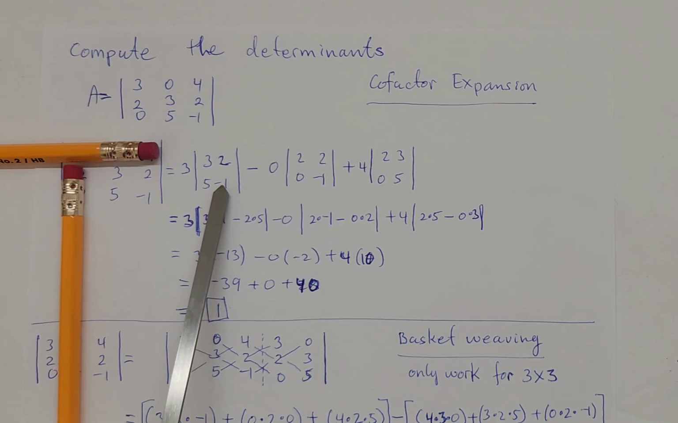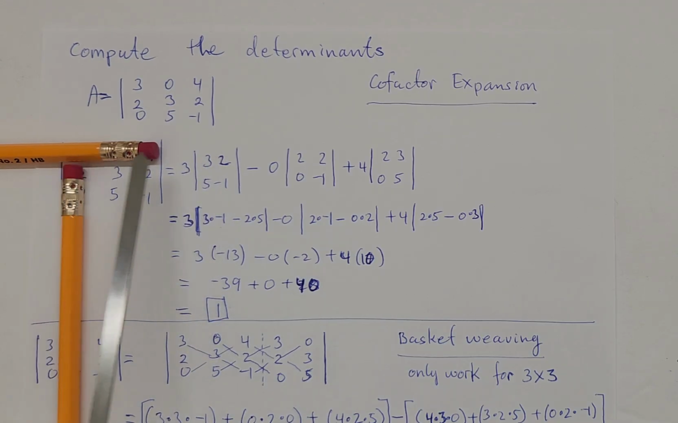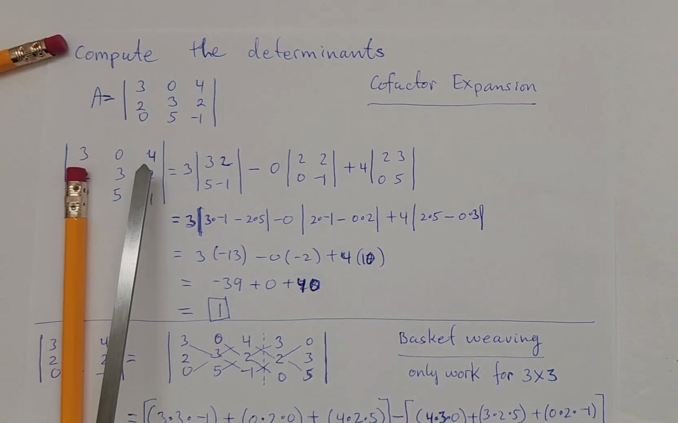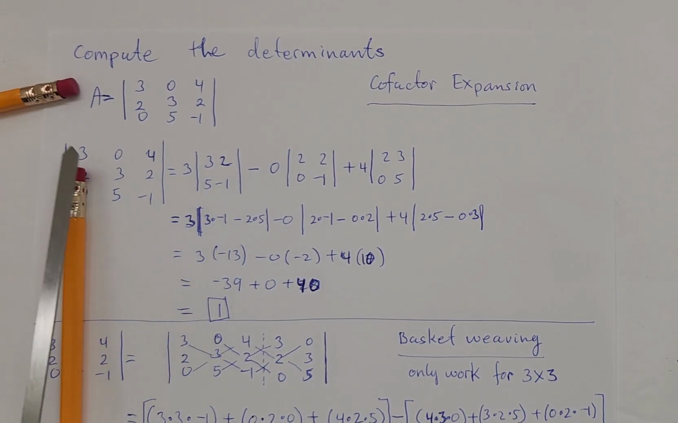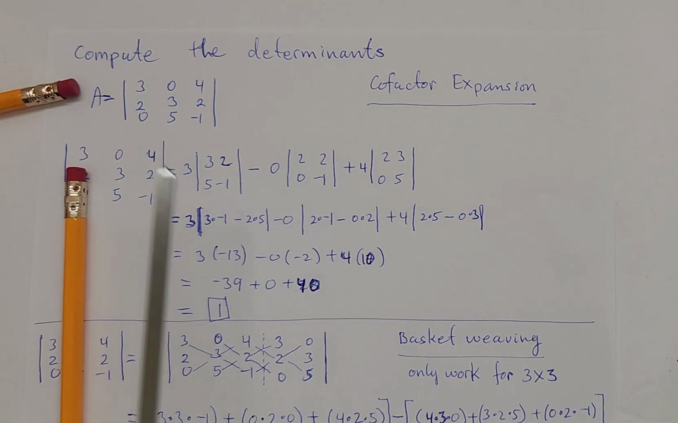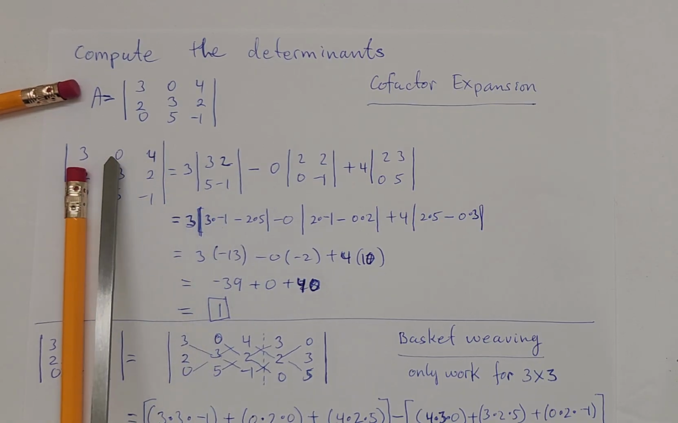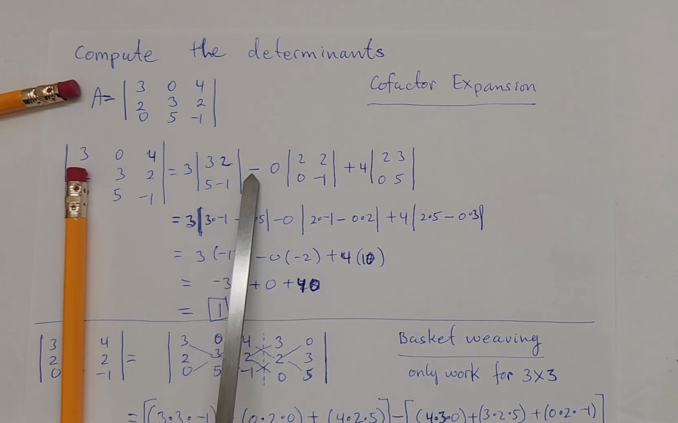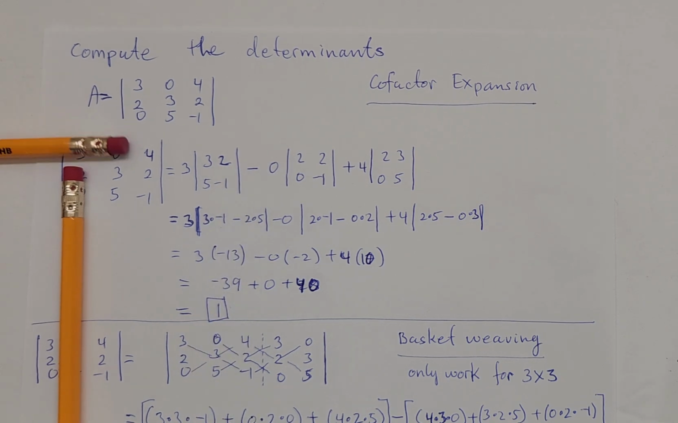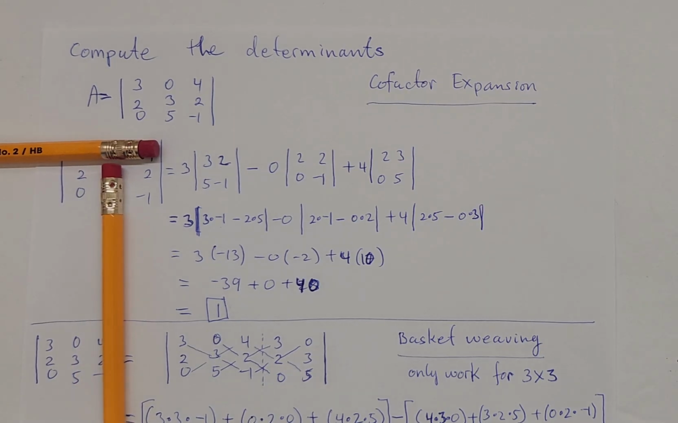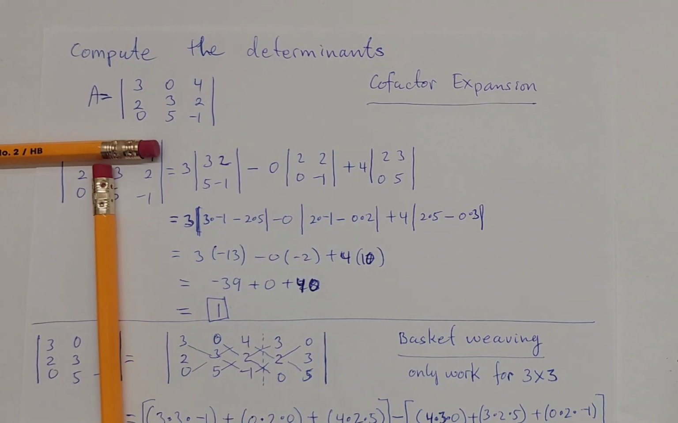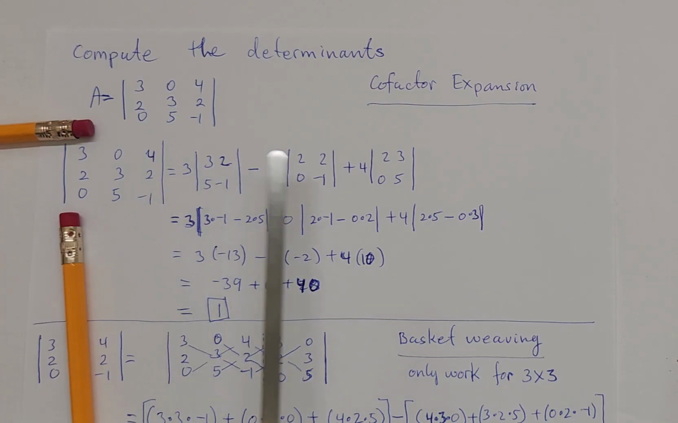Repeat that procedure all the way through the first row. Okay, so the first one is 3, the next one will be 0, but you need to put a minus. So first row, block out the second column, all you have left is 2, 0, 2, negative 1, which is here.